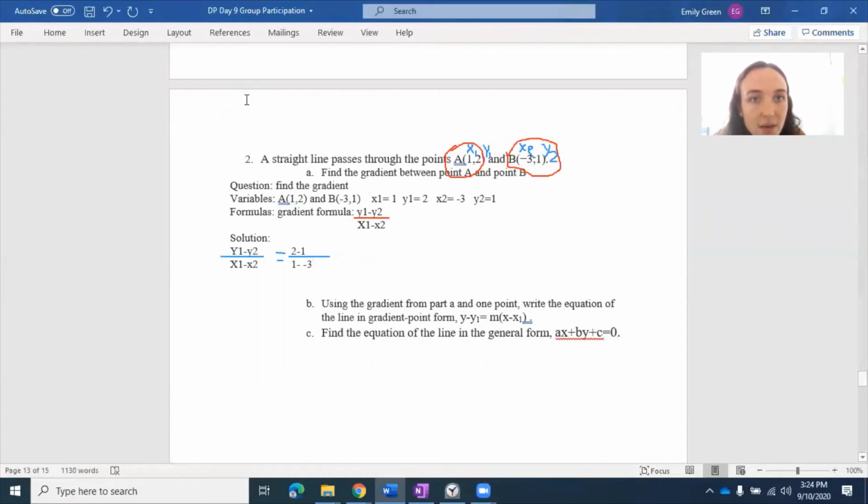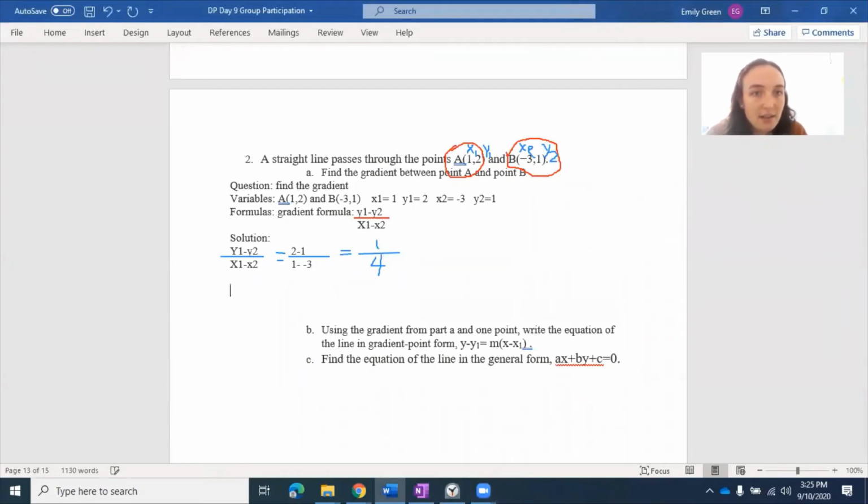So this one's actually going to come out to a positive, as in plus 3. So when I see 2 minus 1, that's going to be 1. And when I see 1 minus a negative 3, that's 1 plus 3, giving me 4. All of which is to say that our gradient is 1 over 4, or 1/4. That's our answer for part A.